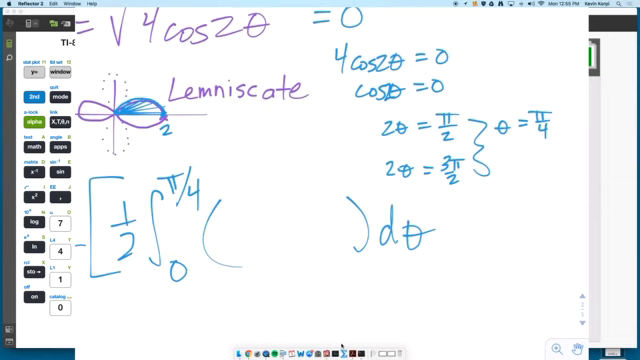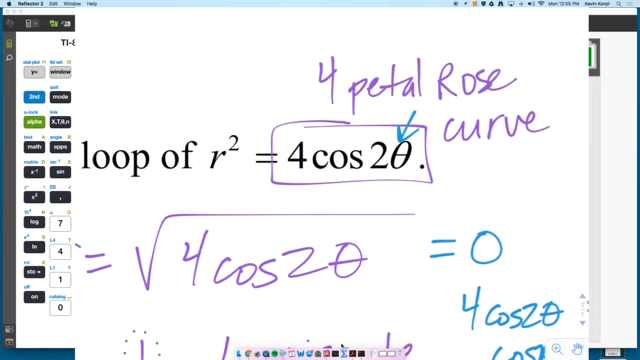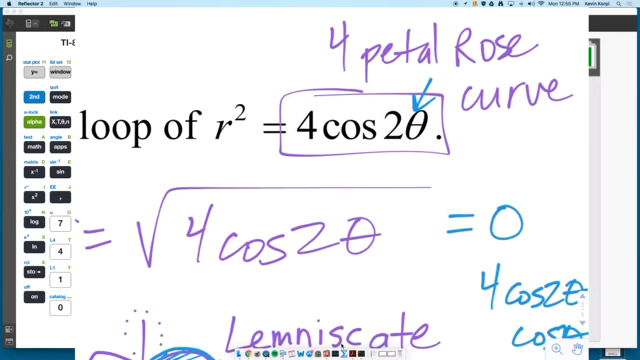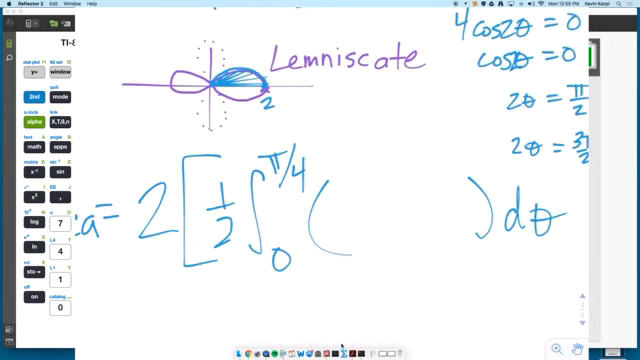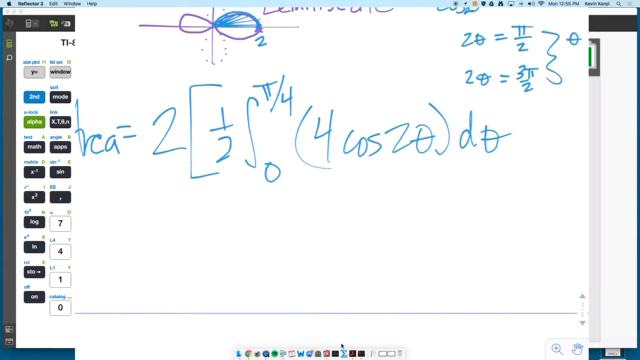Now here's where you want to be kind of careful. If you square r, you're going to have to square the radical version. Notice that r is already squared, so it's just going to be 4 cosine of 2 theta, and you're not going to square it again. It's one of the few where r is already squared. It's a lemniscate, r is squared. So this one actually is not that bad to integrate by hand.